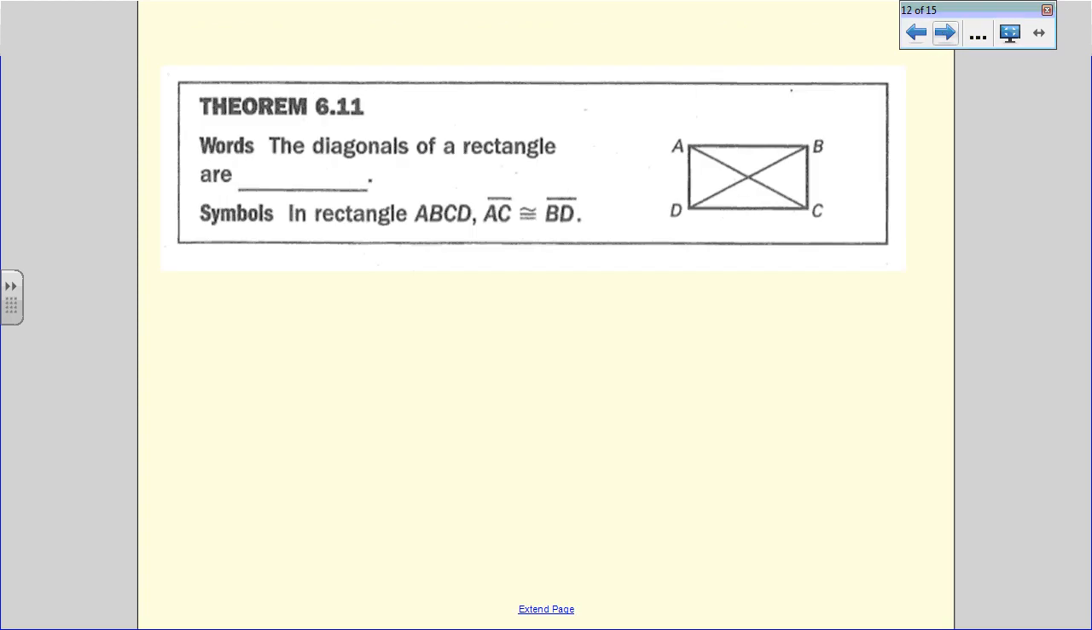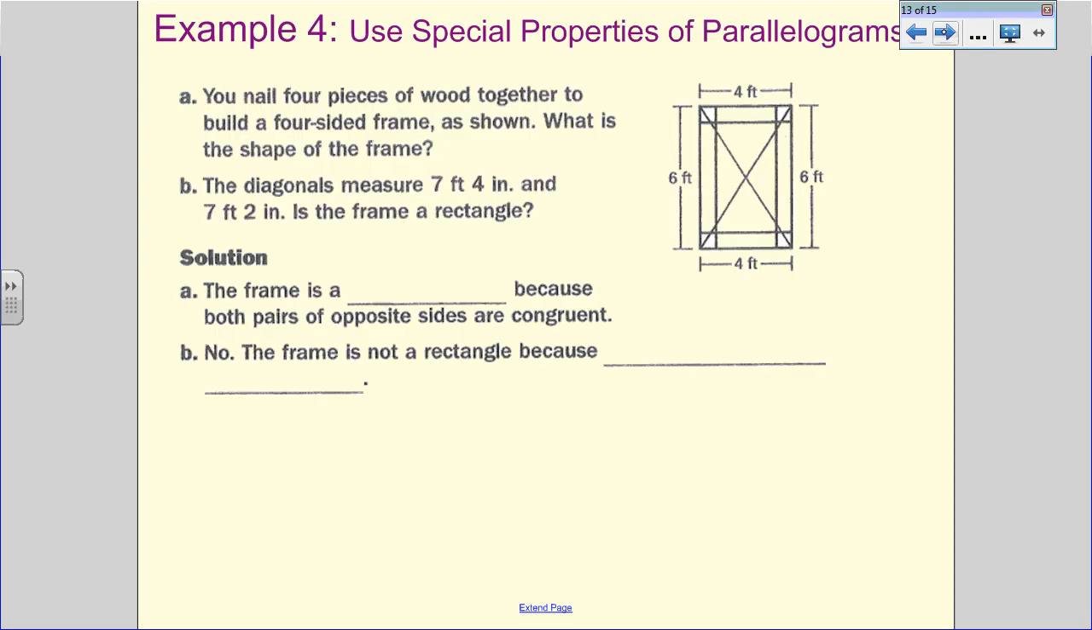All right, we know that the diagonals of a rectangle are congruent. So not only do they bisect each other, but AC is congruent to BD. So when we think about what that means, these bisect each other, and because they're the same length, we have 4 congruent segments inside there. So let's take a look at what they want you to do with that.